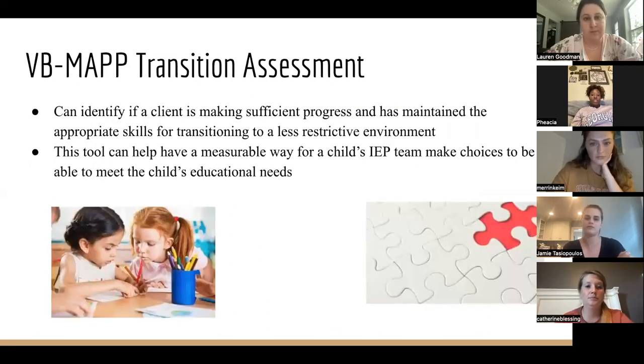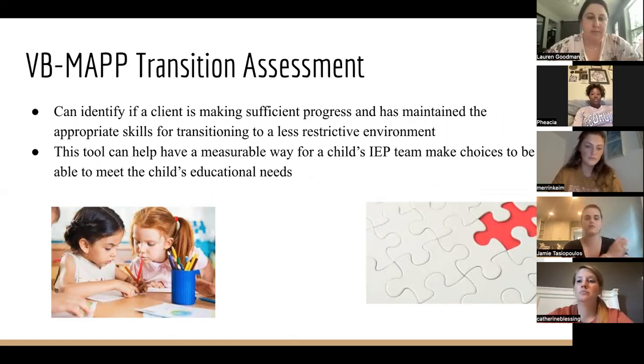The VB-MAP Transition Assessment can identify if a client is making sufficient progress and has maintained the appropriate skills for transitioning to a less restrictive environment. This tool can provide a measurable way for a child's IEP team to make choices to be able to meet the child's educational needs.